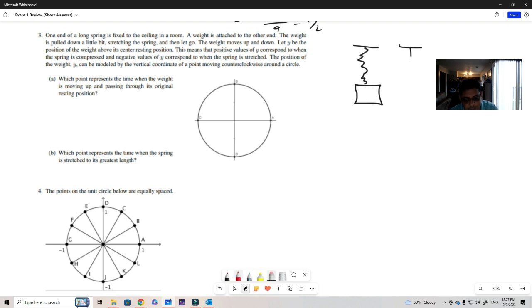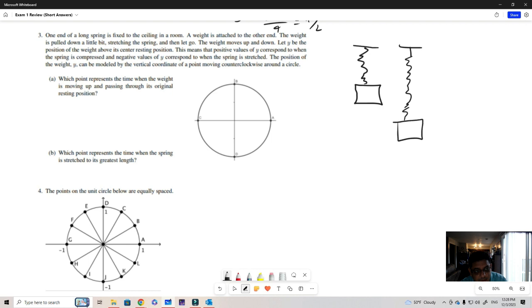At a certain point it contracts, at this point. So this is the bouncing that happens with this weight. The weight is pulled down a little bit, like here, and then it's let go, and the movement goes up and down, up and down. So we want to consider y to be the position of the weight about its resting position.